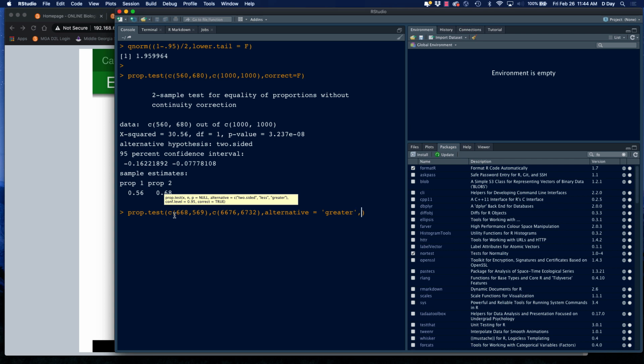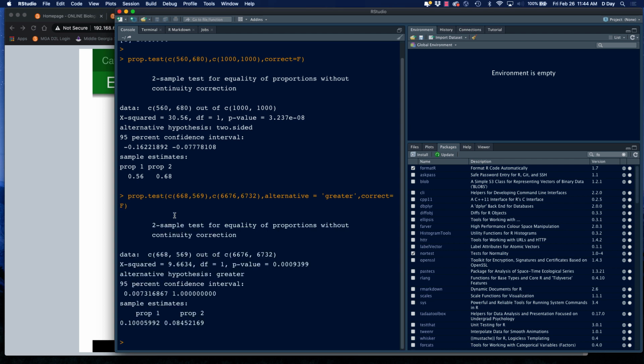Make sure you put that in quotes. And then correct equals false. We don't want the correction. We want to keep it as false. And it gives me a p-value of really small, 0.009399. So that's definitely something we're going to reject.